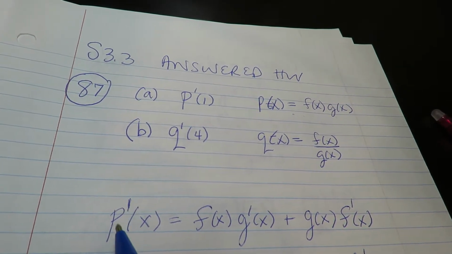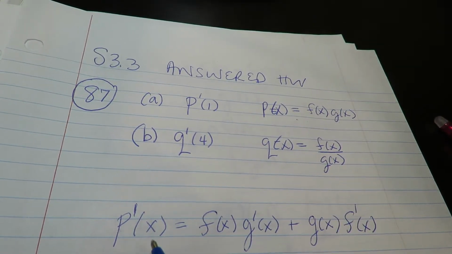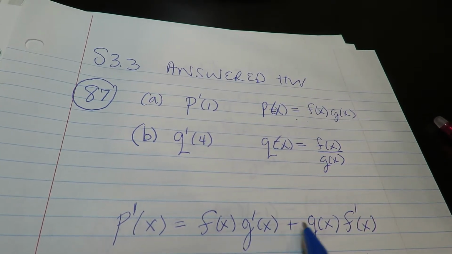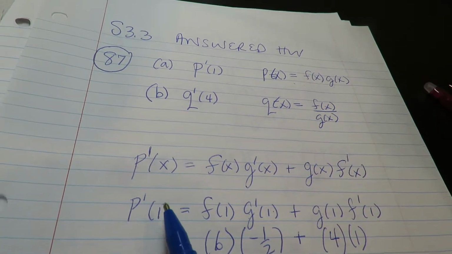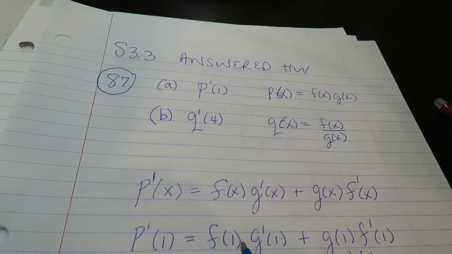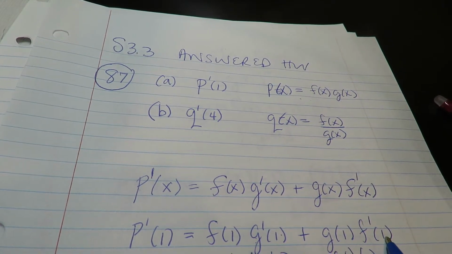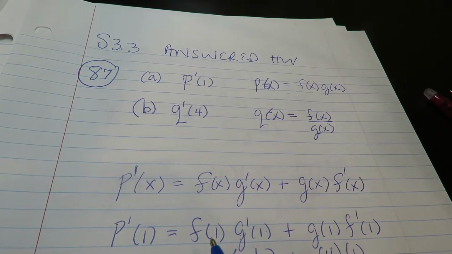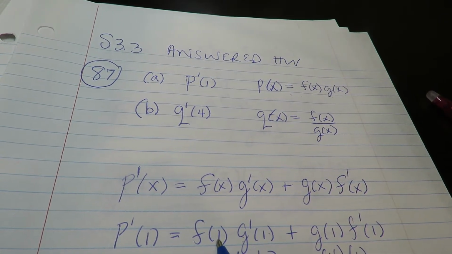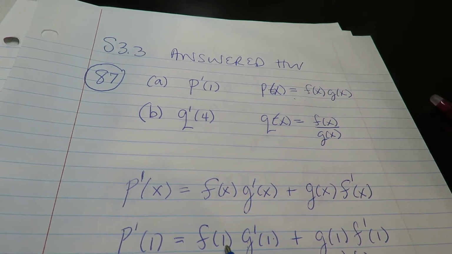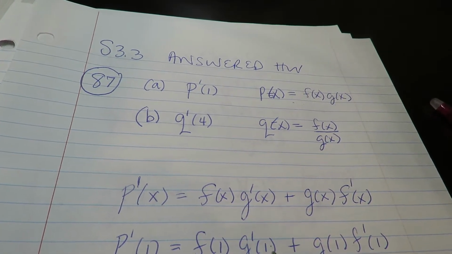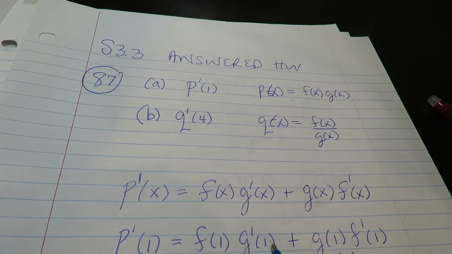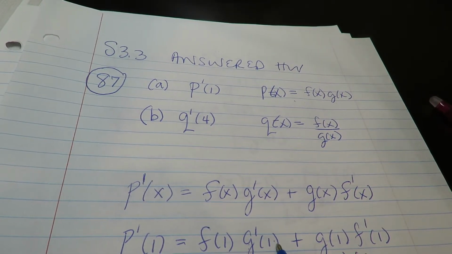Now the thing is you want p prime of 1, which means that everywhere there's an x, you have to let x be 1. So if you notice, everywhere there's an x, I let that be a 1. You have to be really clear on what's a point and what's a derivative. So f of 1 is actually a coordinate. It's saying when x is 1, what's y, where g prime of 1 is a slope. It's asking what's the slope of the tangent line here.